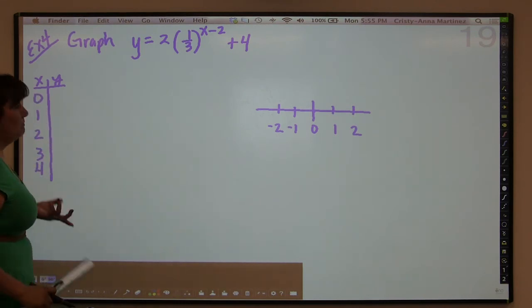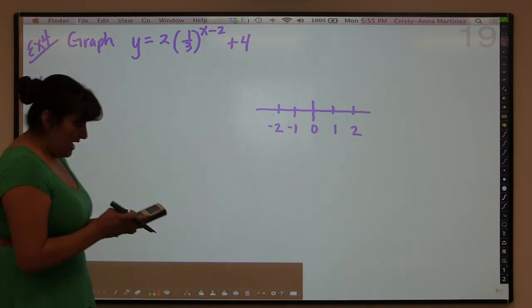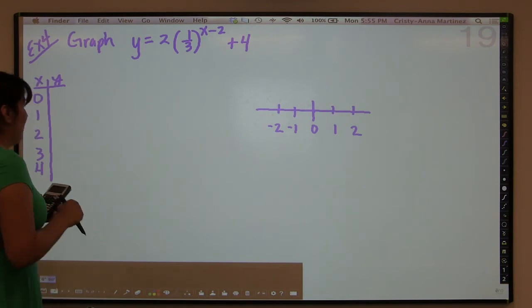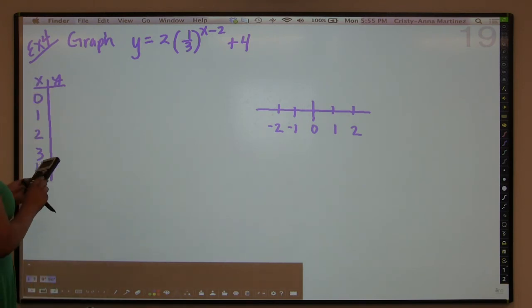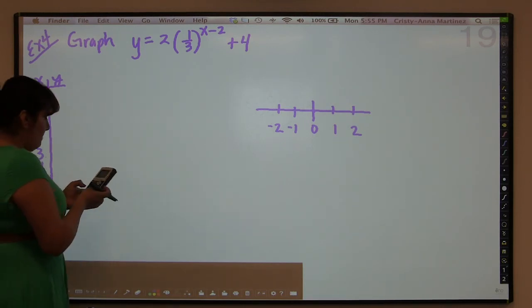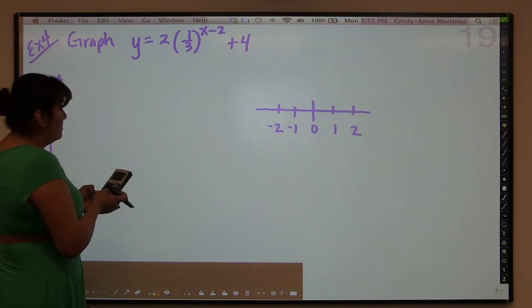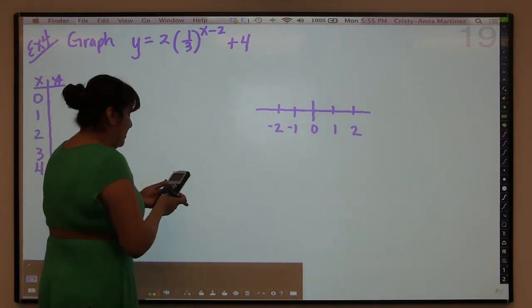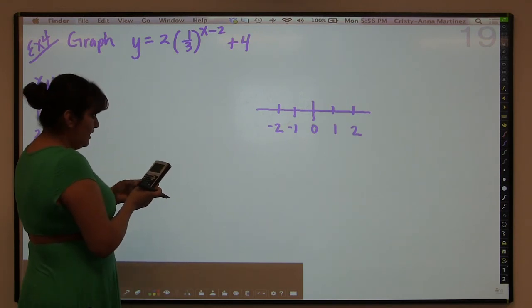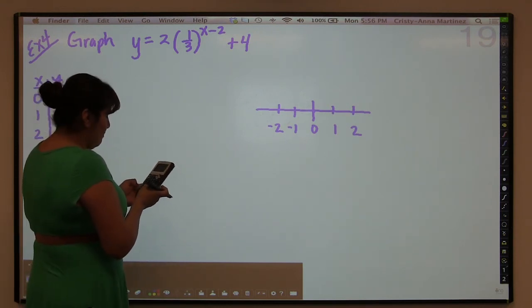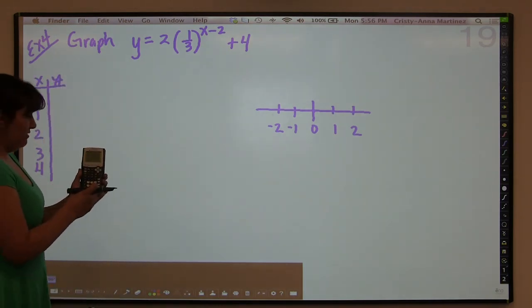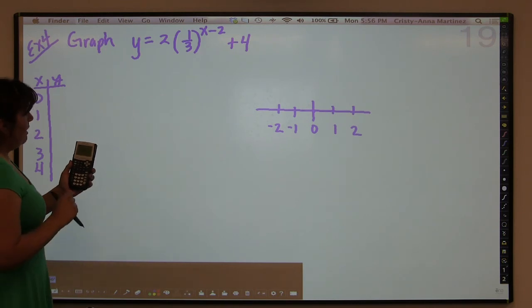Okay? So what you want to do is you can actually do this really easily by putting this into your calculator so that I can do this a little bit faster. We're going to put in y equals 2 times, this is in my y equals menu in the calculator. I'm going to put in parentheses 1 divided by 3, close parentheses. I'm going to raise it, and I'm going to make sure that this power is in parentheses in my calculator. X minus 2, close parentheses, and then I'm going to put plus 4.